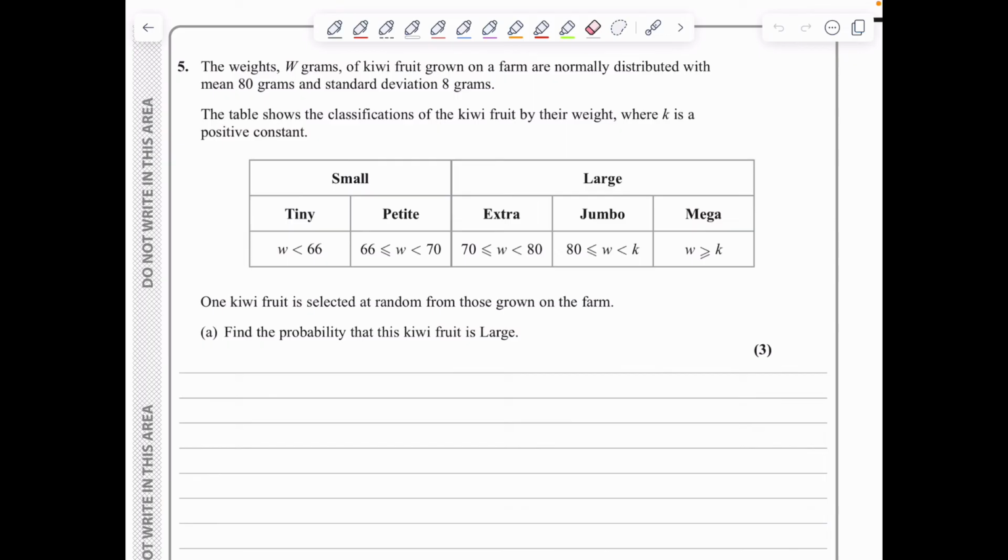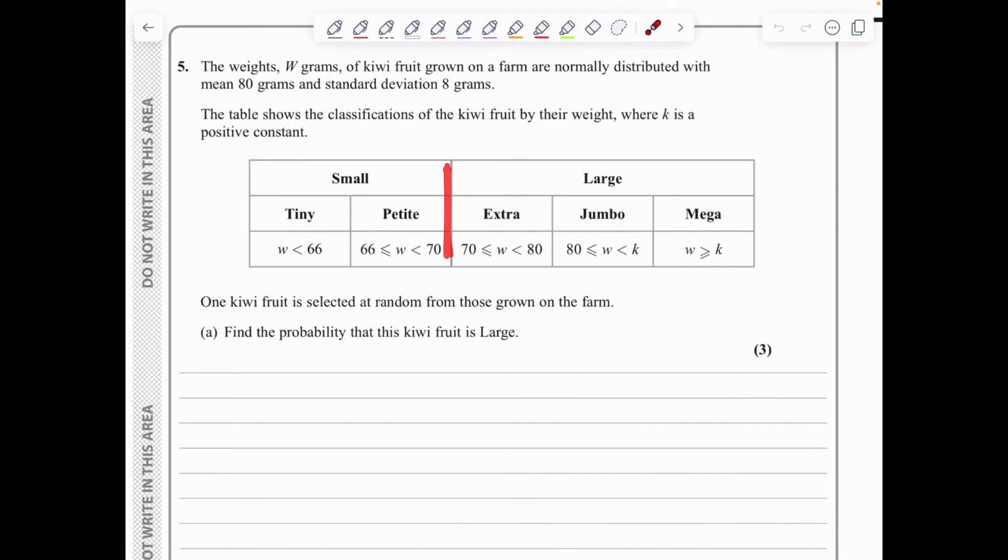In question 5, we've got the weight W grams of kiwi fruit grown on a farm being normally distributed with a mean of 80 and a standard deviation of 8. We've got the different classes here, and the kiwi fruit is selected at random, and we need to find the probability that this is large. So we need to find the probability that it's greater than 70.